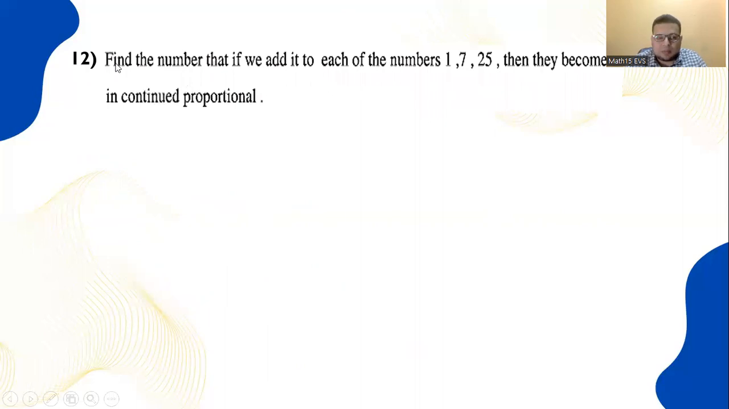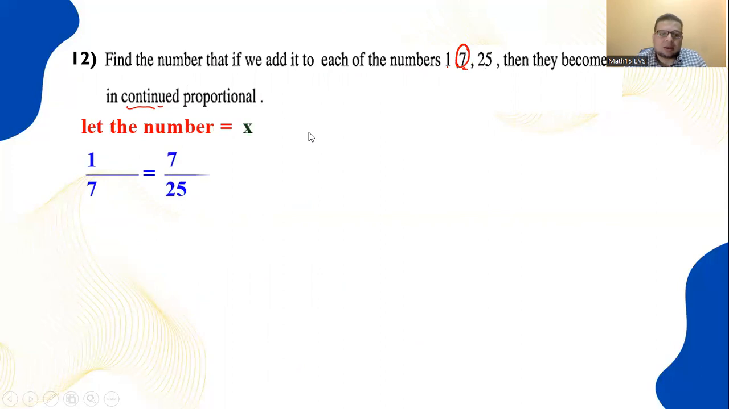Question number 12. Find the number that if we add it to the numbers 1, 7, 25, then they become a continuous proportion. That means the middle will be repeated. So add x: 1 will be 1 plus x, 7 will be 7 plus x, 25 will be 25 plus x. But you will repeat the middle, 7 plus x, to be continuous. Let the number be x: 1 over 7, repeat 7, 7 over 25, so it's continuous.